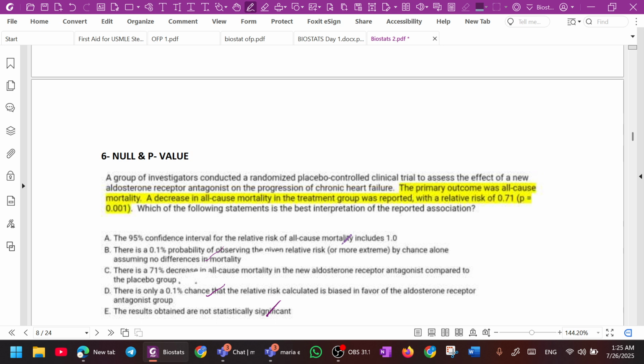I don't know if that's so. Assuming no difference in mortality, that seems like it will make sense.